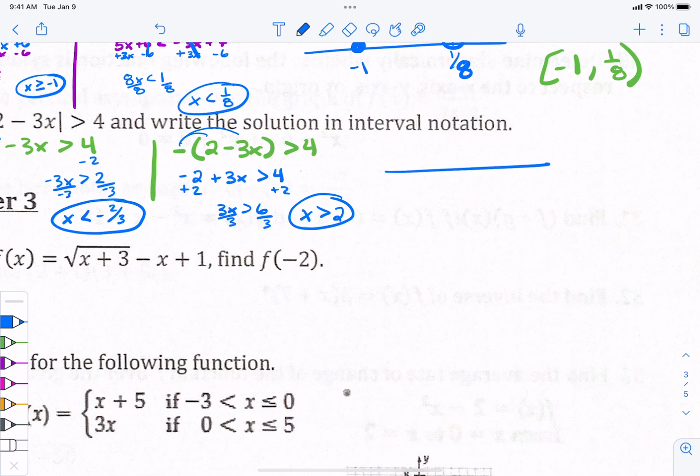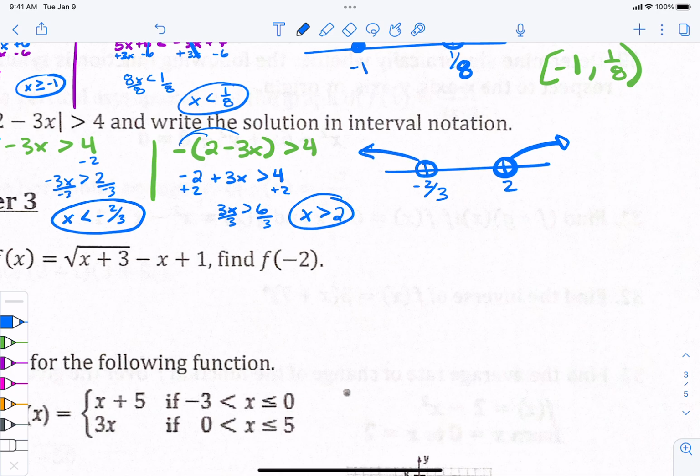Before I do interval notation, I'm going to put this on a number line because it helps me a little bit. Negative 2/3 is going to go here, and positive 2 is going to go here. So put your numbers in order first. X is greater than 2, so open circle to the right. Less than negative 2/3, open circle to the left.